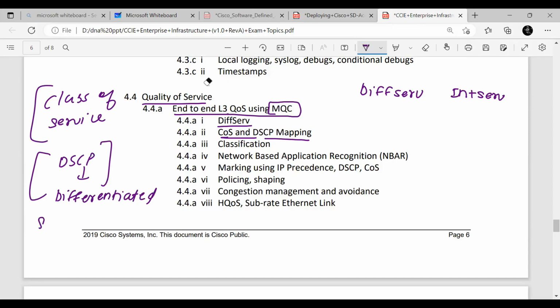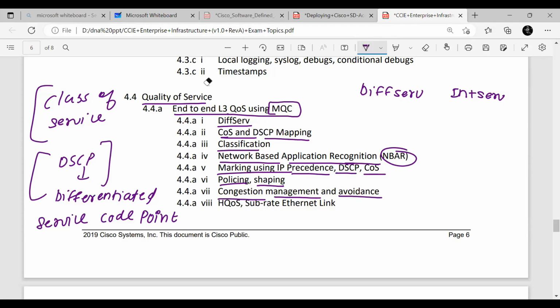DSCP stands for Differentiated Services Code Point. Then we have classification, network-based application recognition, which is NBAR, marking using IP precedence, DSCP and host, policing, shaping, congestion management and avoidance, HQoS, separate Ethernet link. So all of these things are included in the quality of service section.